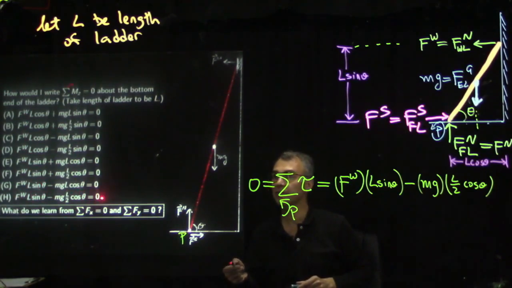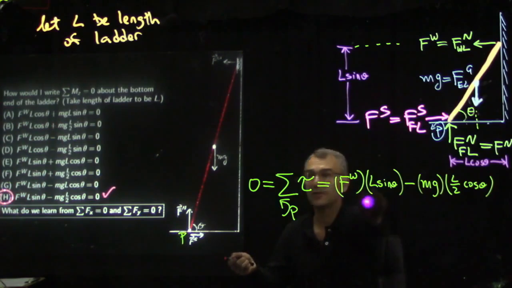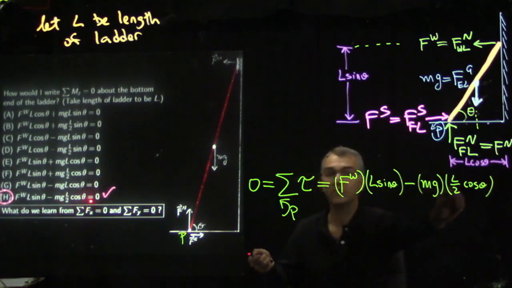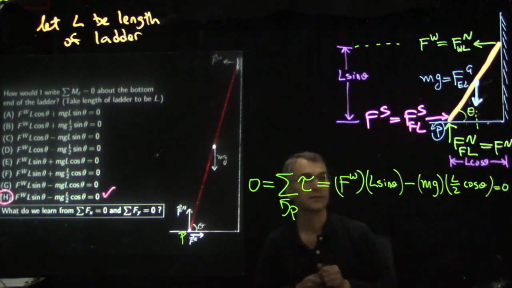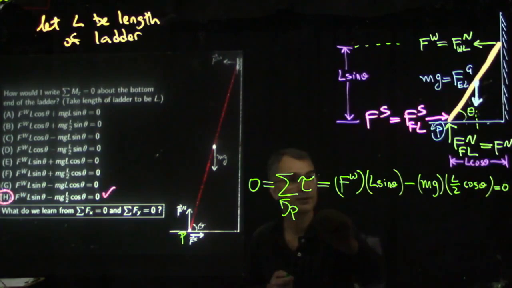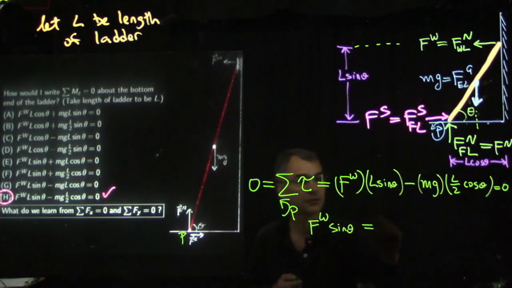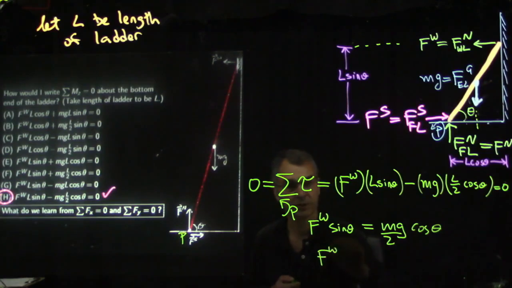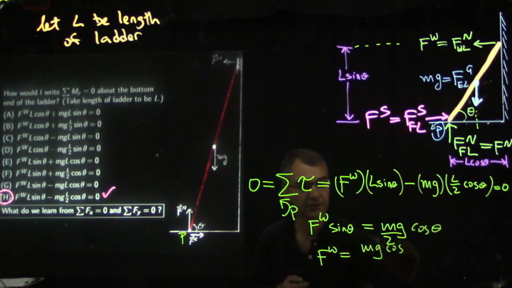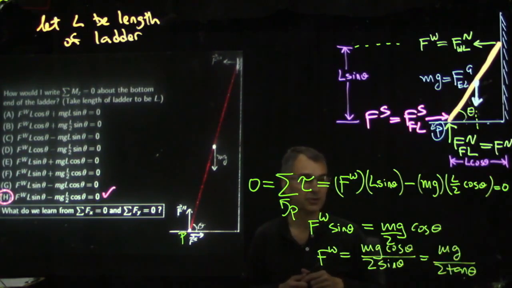I think I like H, hotel. Answer H. F wall L sine theta minus mgL over 2 cosine theta equals 0. We can then directly solve that equation for F wall. The L cancels out, so we can put F wall on the left and this other term on the right. F wall sine theta equals mg over 2 cosine theta. That gives us F wall equals mg cosine theta over 2 sine theta. So it seems like F wall is mg over 2 tan theta.